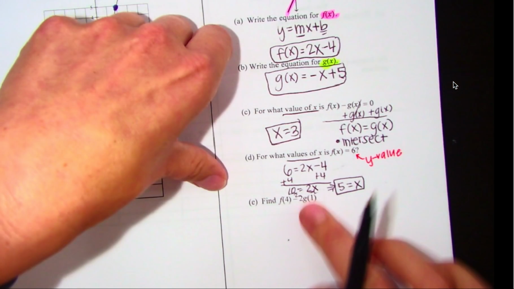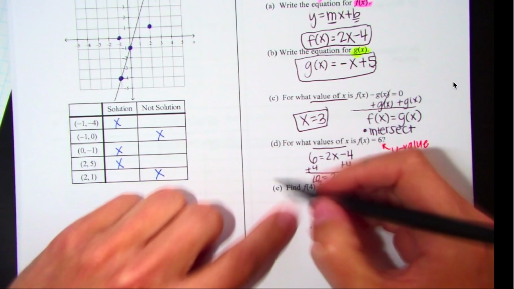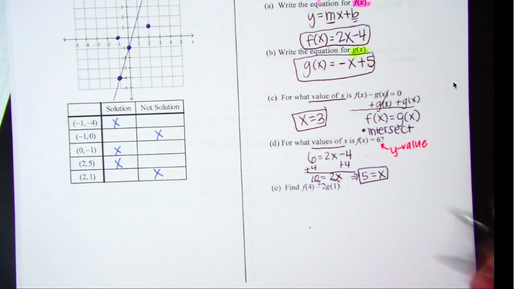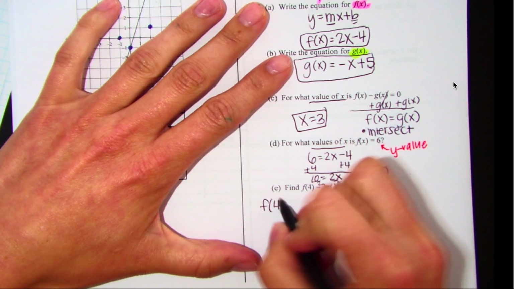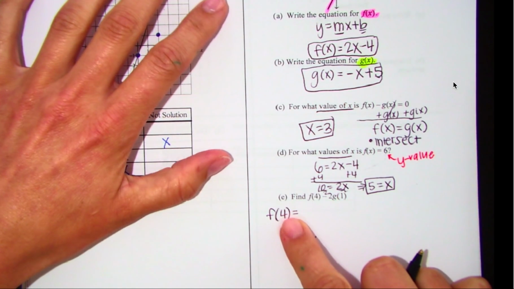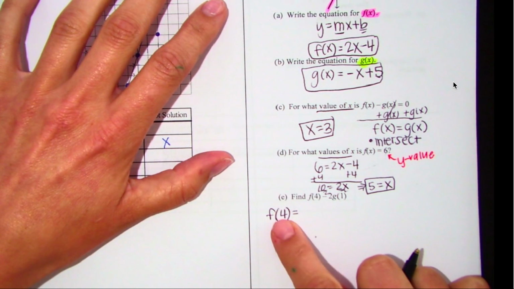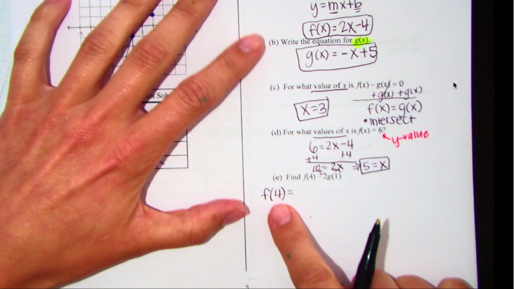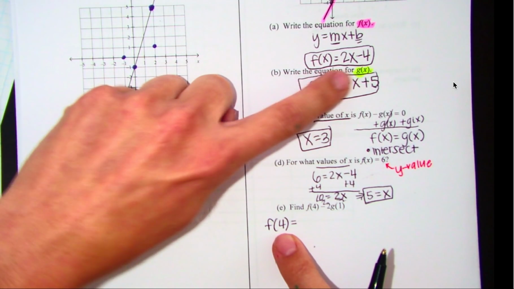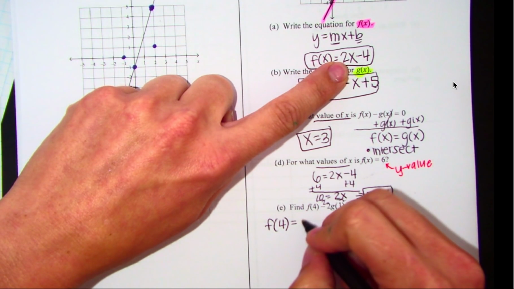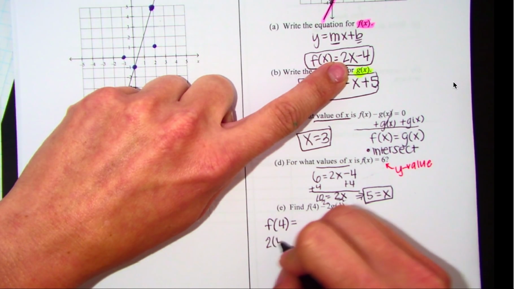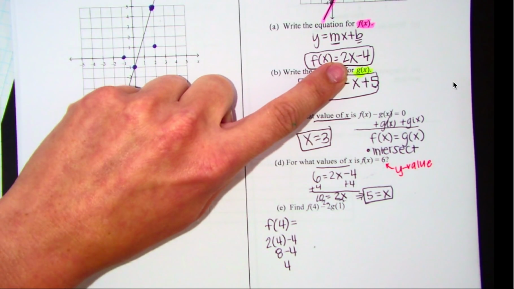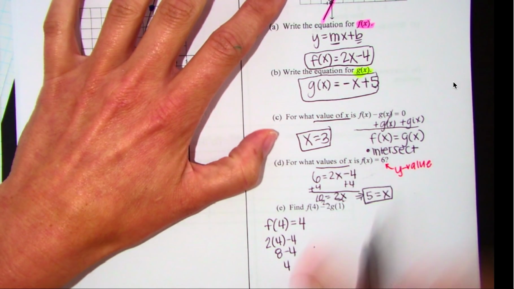All right, this time they're asking us to find f of 4 and subtract that by 2 times g of 1. So what I'm going to do now is find f of 4. This time they're giving you the x value. So if algebraically you want to do this, I'm going to show you both ways again. Algebraically, this would mean to take 4 and plug it into this equation. So it would be 2 times 4 minus 4. 8 minus 4 is 4. So I know f of 4 is going to be equal to 4.